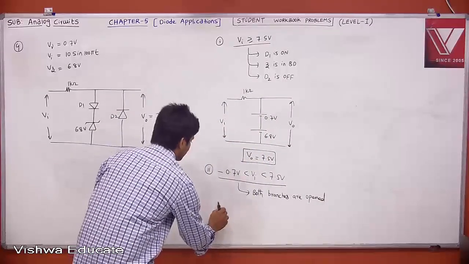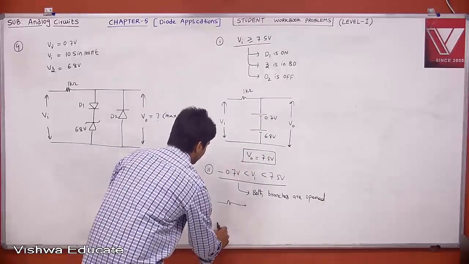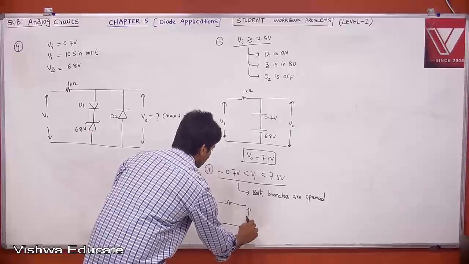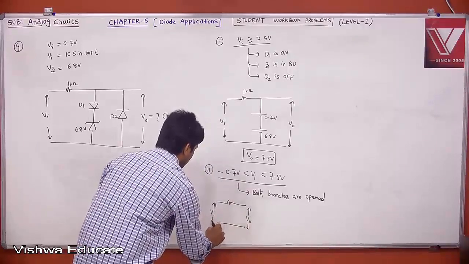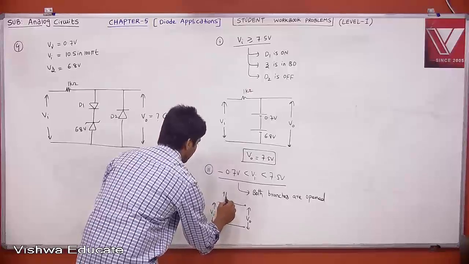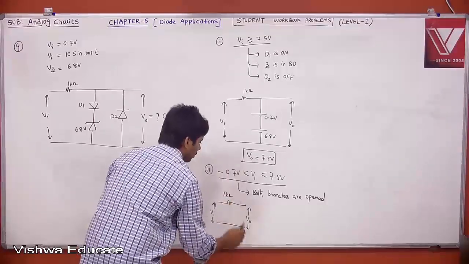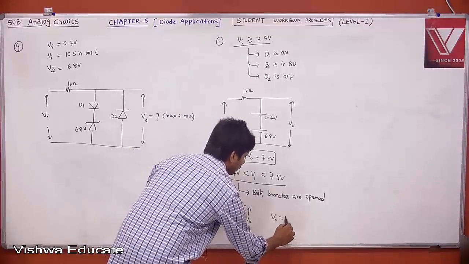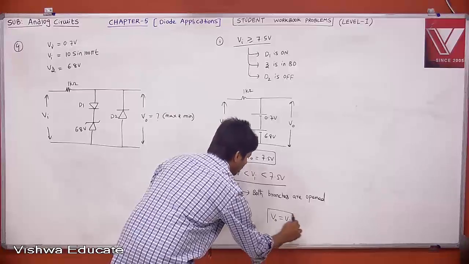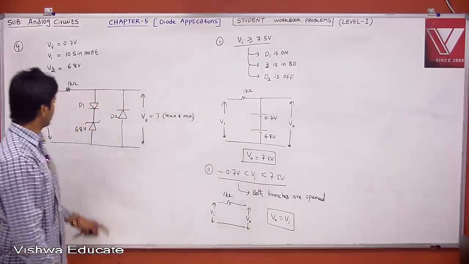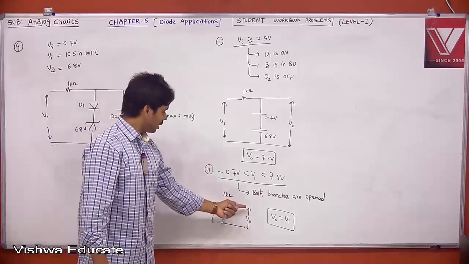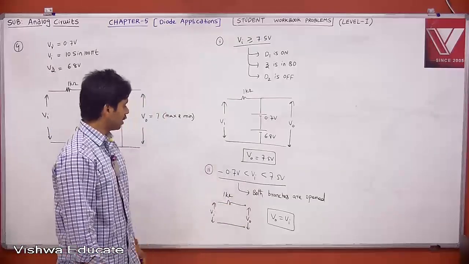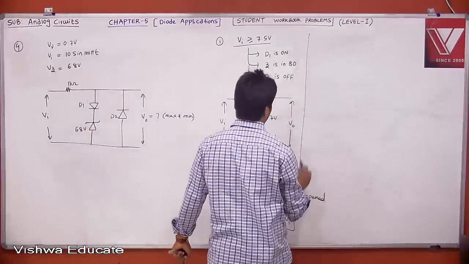If all are open, then what is your circuit? Your circuit will be something like this. This is your V0 and this is your VI. This is 1K. Therefore, what is your V0? Your V0 is equal to VI, because nothing is limiting you. Your V0 is simply VI, because both are off. There is no current flowing. It is open terminals. Then simply V0 is equal to VI. Now case 3.